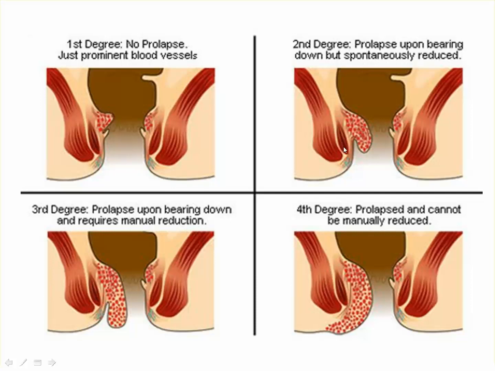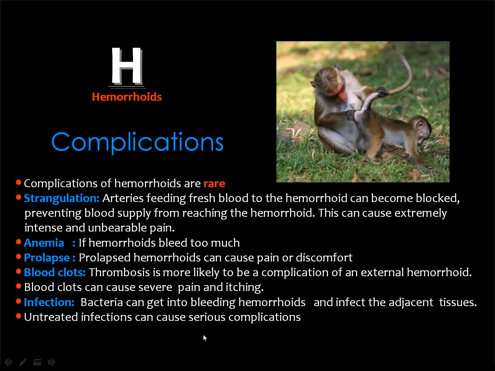Then the second degree is some prolapse upon straining, but spontaneously reduced. The third degree is prolapse upon straining down and requires manual reduction. The fourth degree is prolapse and cannot be manually reduced.